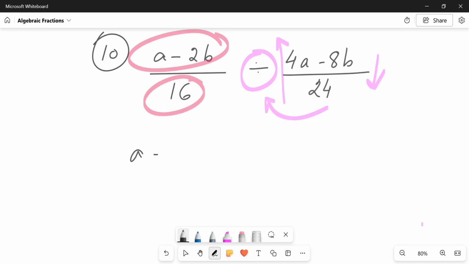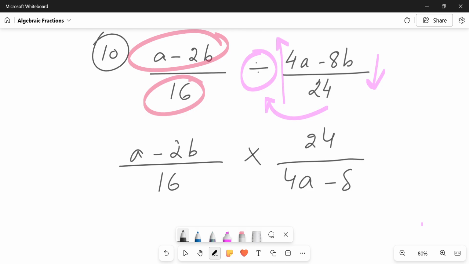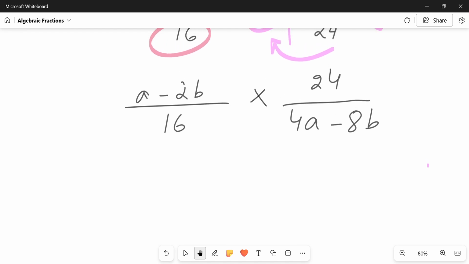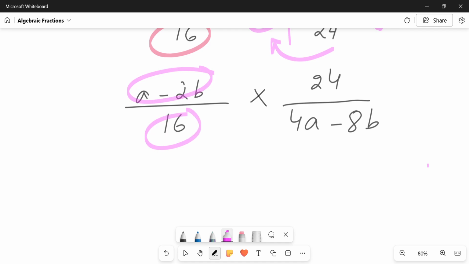Okay, so a minus 2b, 16, convert into multiplication. And then the numbers becomes 24 over 4a minus 8b. Okay, now after reciprocal, that is called reciprocal, okay? And after reciprocal, what we need to do, we need to simplify them, right? So check. Now check here. This one is already been solved. I mean, in simplified form. 16, we can't do anything with 16. 24, nothing. Now, 4a minus 8b.